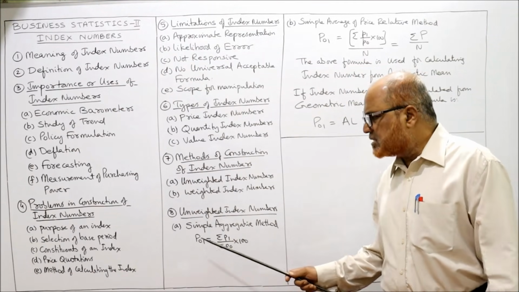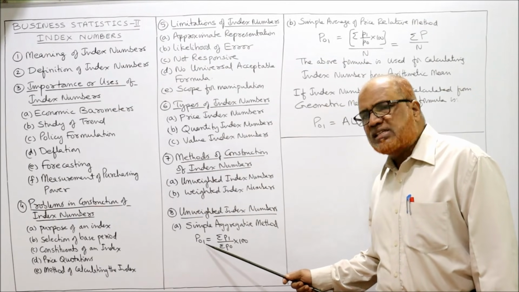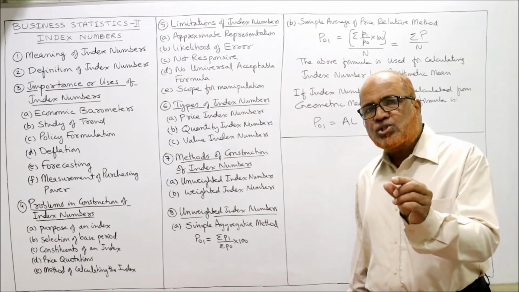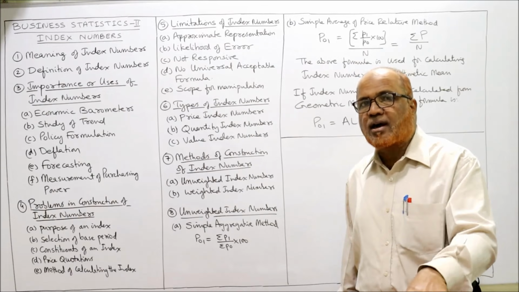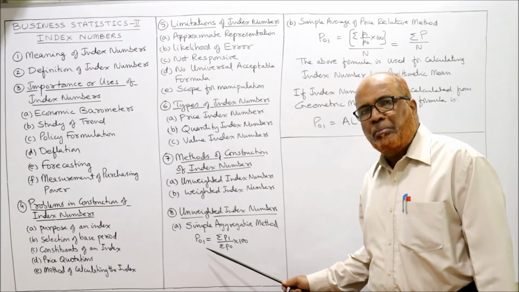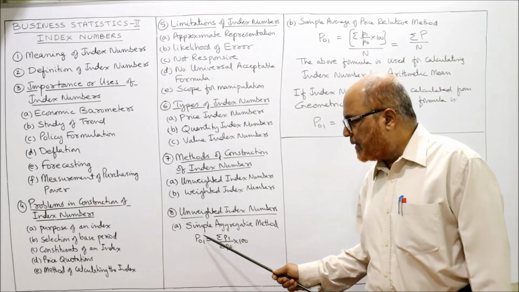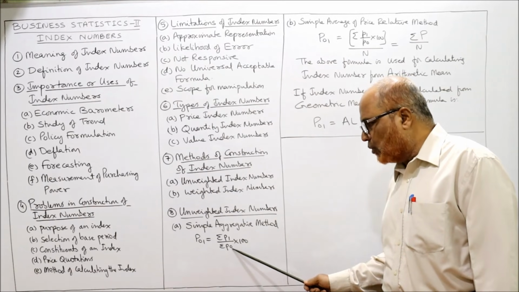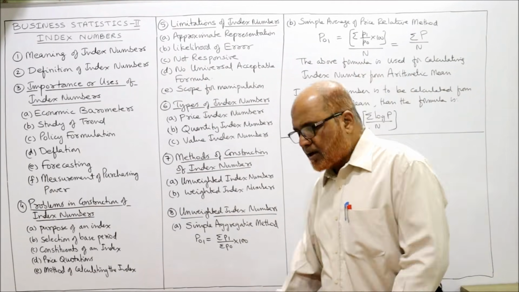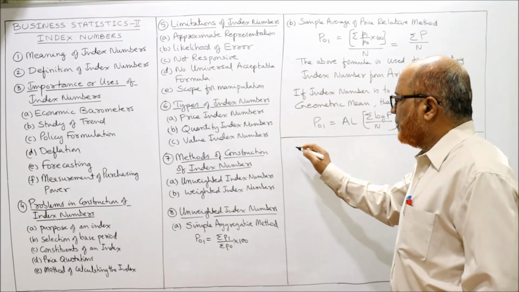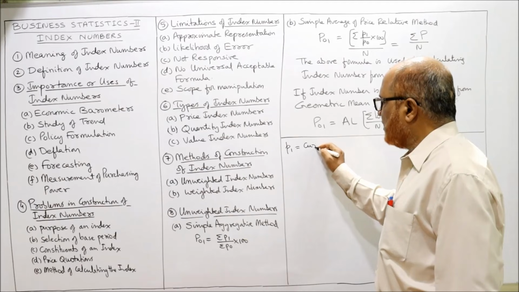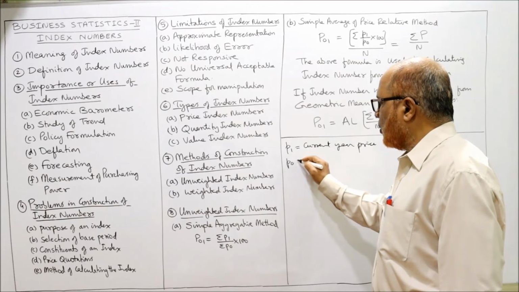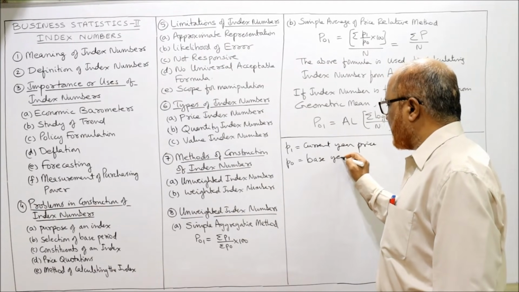The formula for calculating is P01. This P01 stands for price index of current year compared to base year. 0 stands for base year and 1 stands for current year. So P01 means price index of current year compared to base year is equal to summation P1 divided by summation P0 into 100. P1 stands for current year price and P0 stands for base year price.